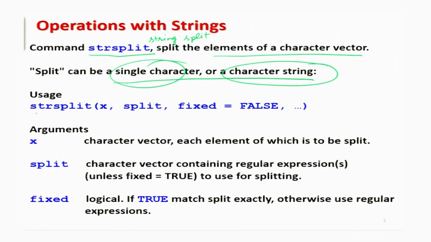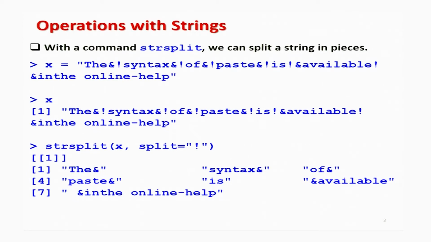The command here is like this: you write strsplit, all lowercase, and then you give the string or the character vector which you want to split, and after that you give the option split, a character vector that contains an expression. Here you inform the R software that at the point given under split, the string under x has to be split. Then you have one more option, fixed, that can take two possible values, TRUE or FALSE. If it is TRUE, it matches the split exactly, otherwise it will use the usual regular expressions. I will show you with some examples, then all these statements will become very clear.